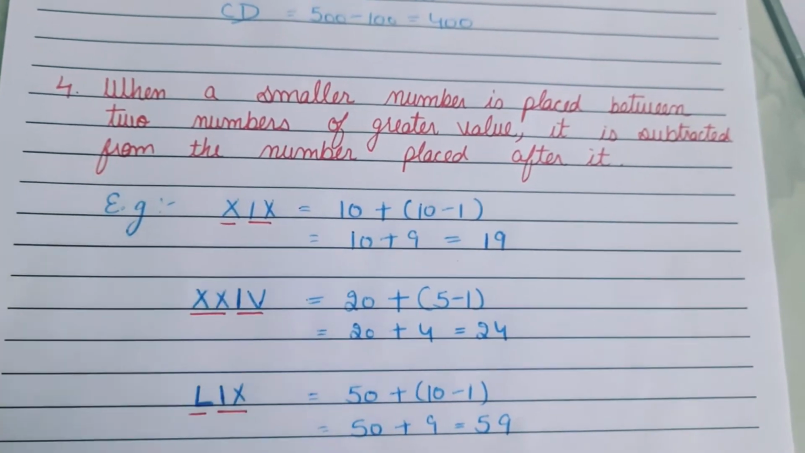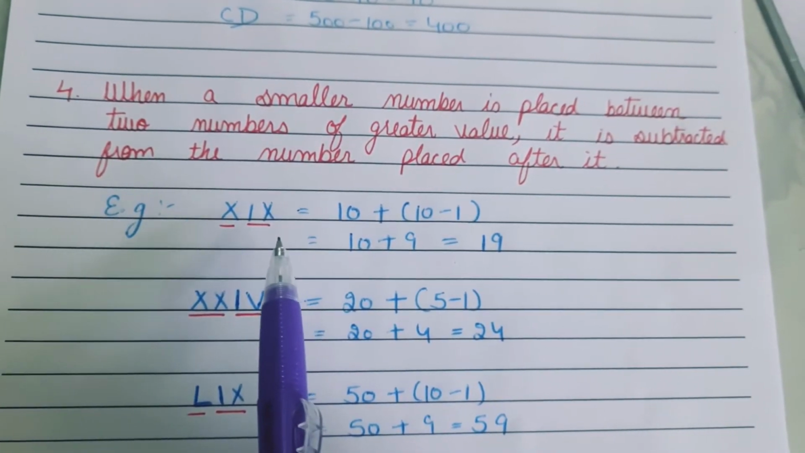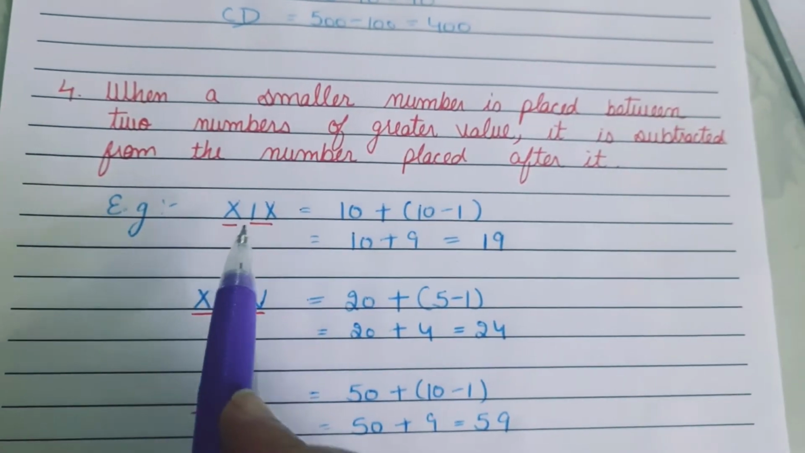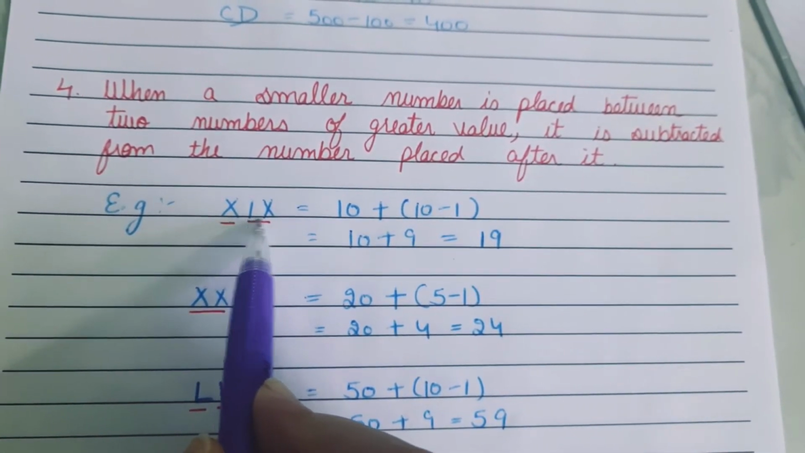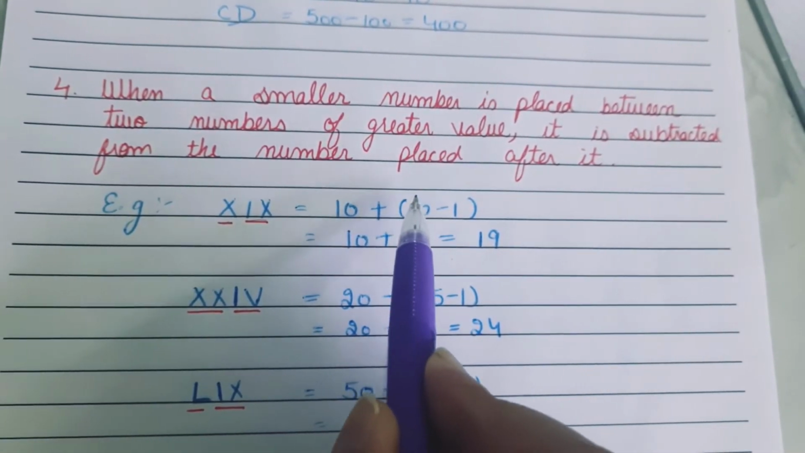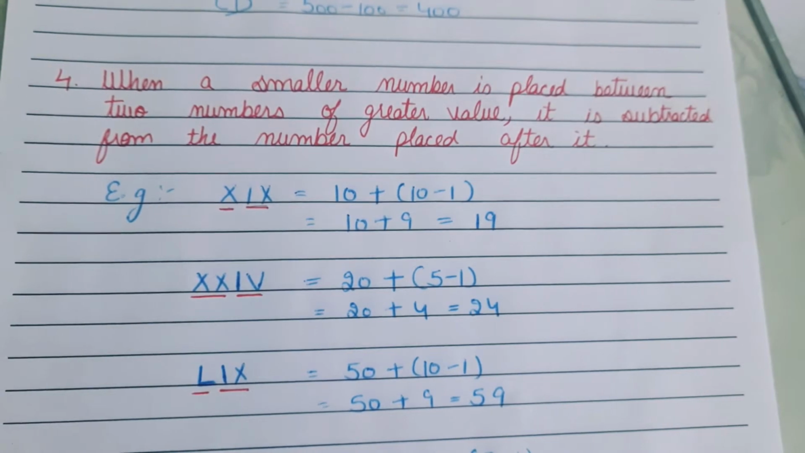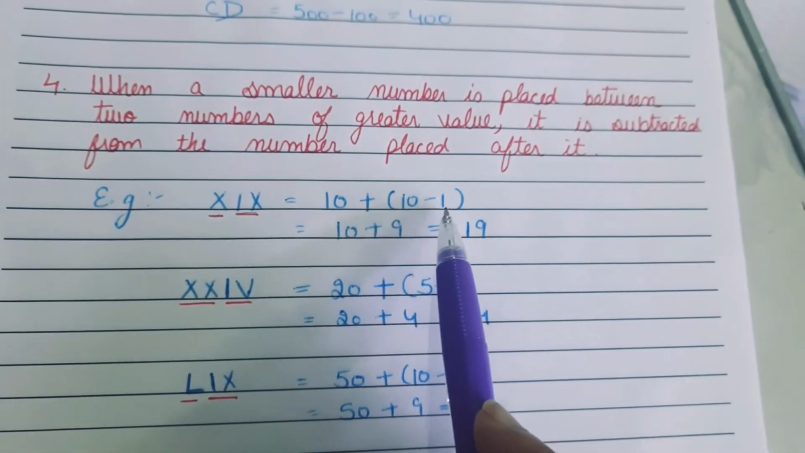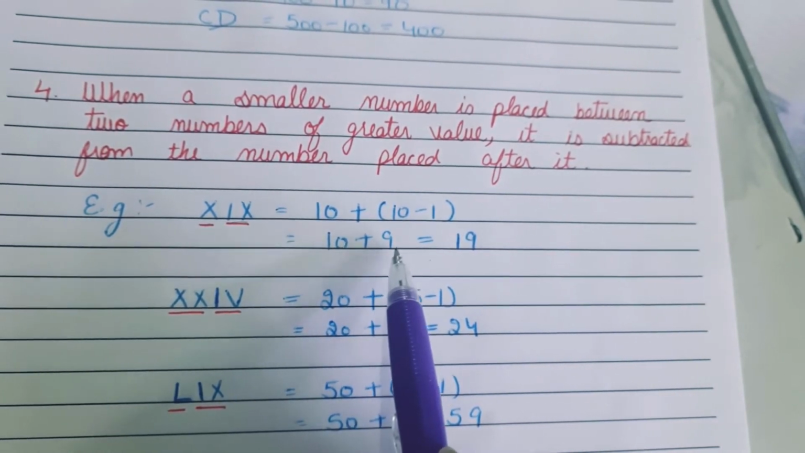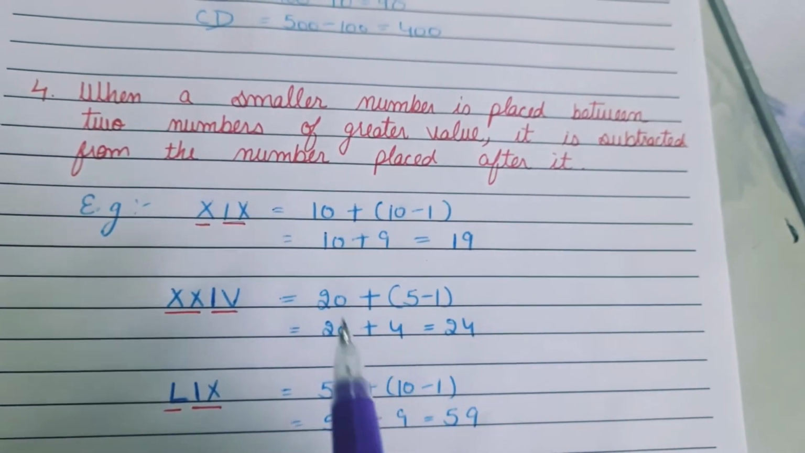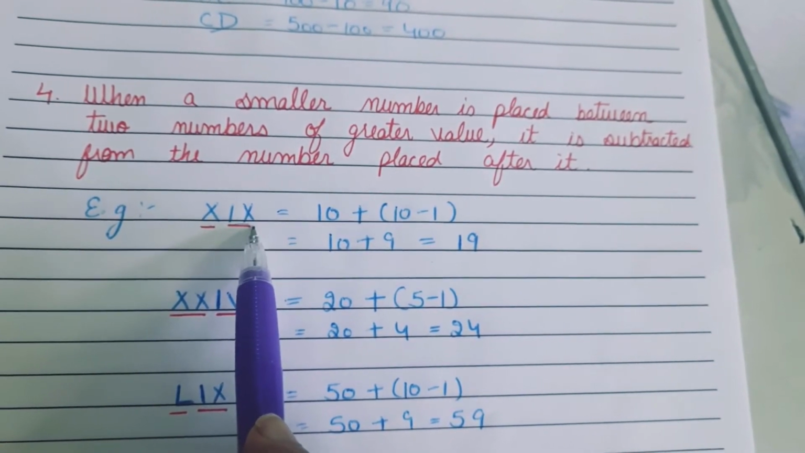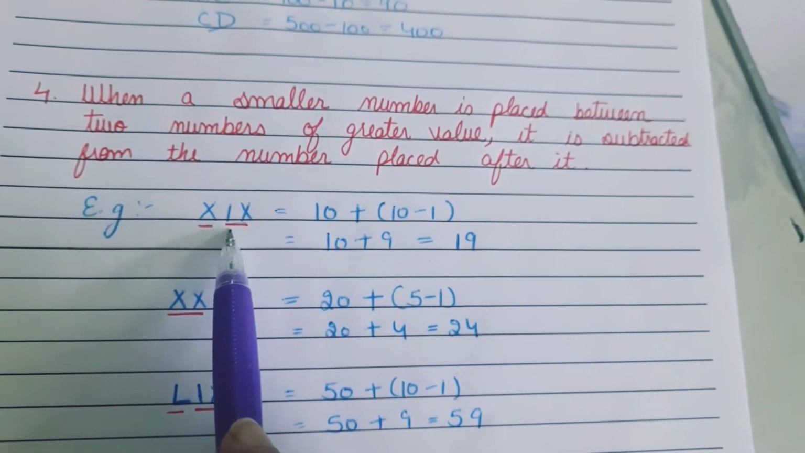To understand, we split this: we underline X and IX. Here what is the value of X? That is 10 plus, bracket open, 10 minus 1, equals 10 plus 9 equals 19. So here X and X are greater and I is the smaller number.